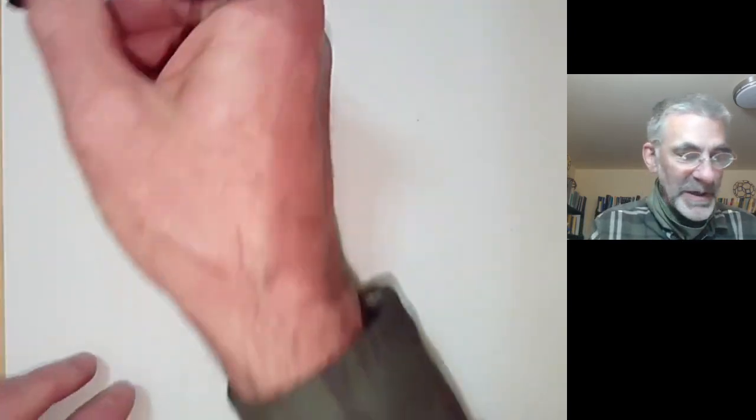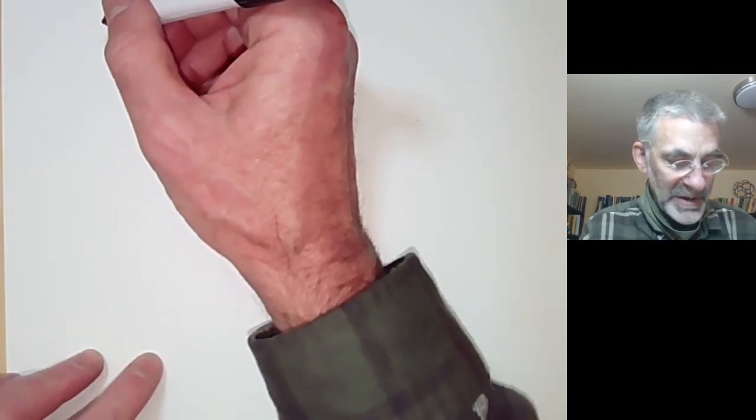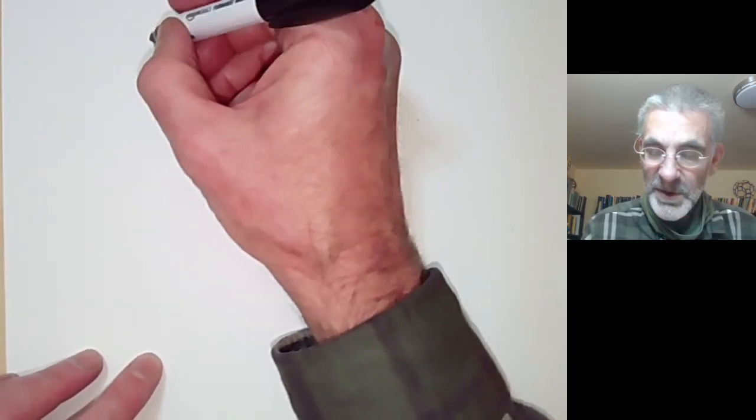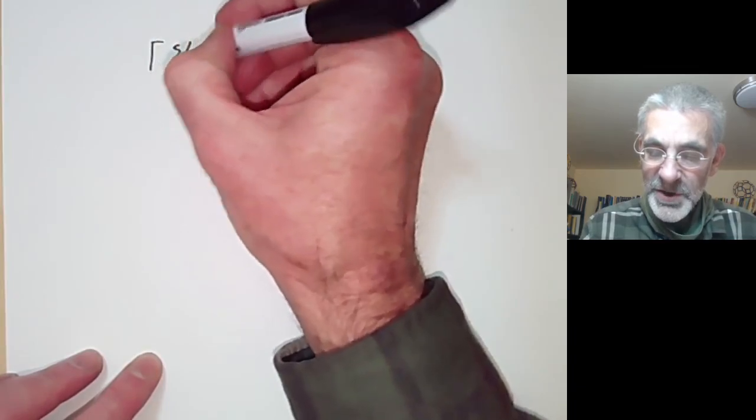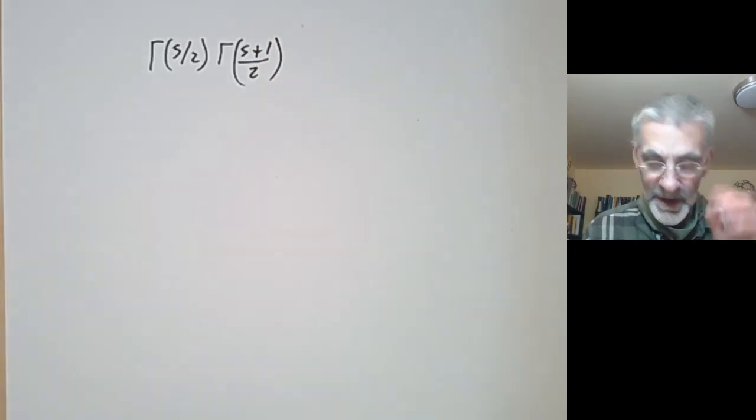Well, how can we use this characterization? Well, we can use it to prove lots of other equations for the gamma function. So I'll give one example here. Suppose we look at the function gamma of s over 2 times gamma of s plus 1 over 2 and think about it a bit.